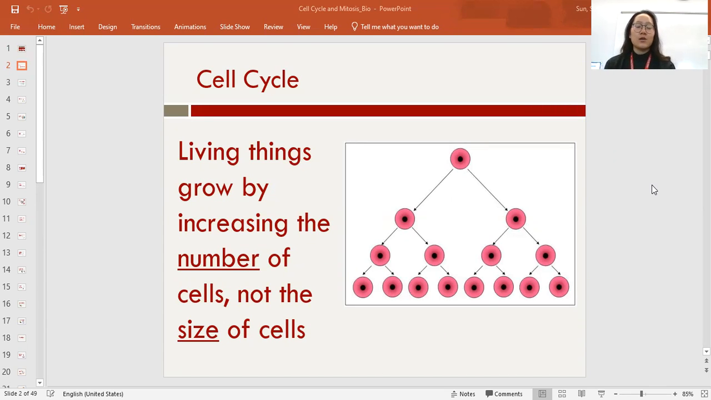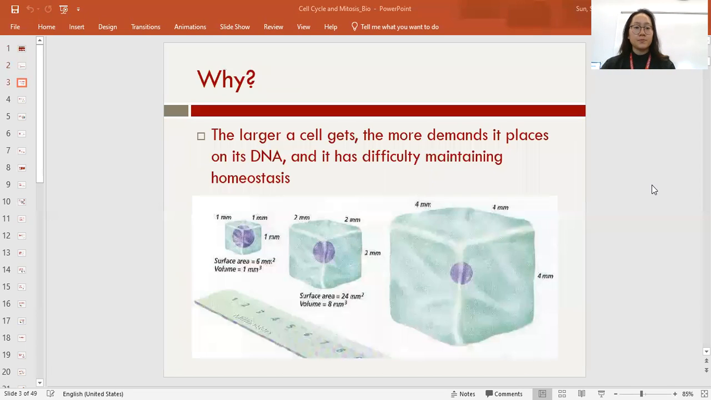So first off, for the cell cycle in general, living things will grow by increasing the number of cells, not the size of their cells. Your cells can only increase to be so big. They can start out smaller and get bigger, but once they get too big, they get really bad at exchanging things with the outside environment. So instead of continuing to grow in size, they will actually choose to split in half. And that's what we're going to be talking about for this unit.